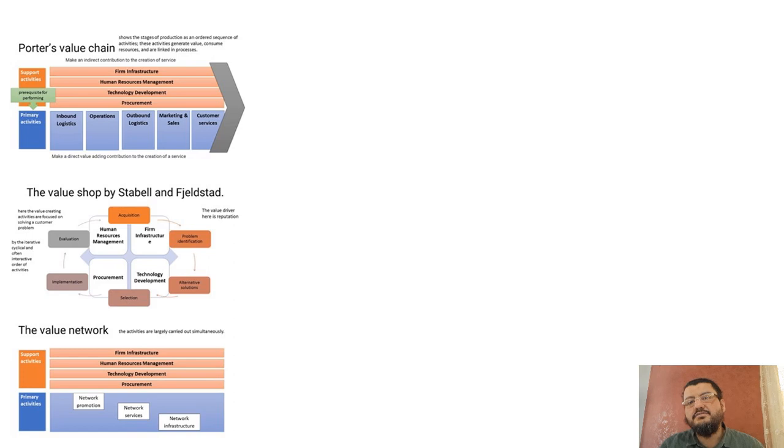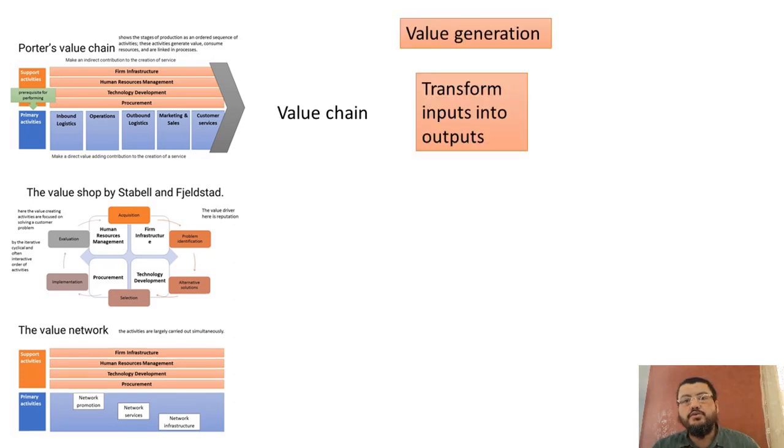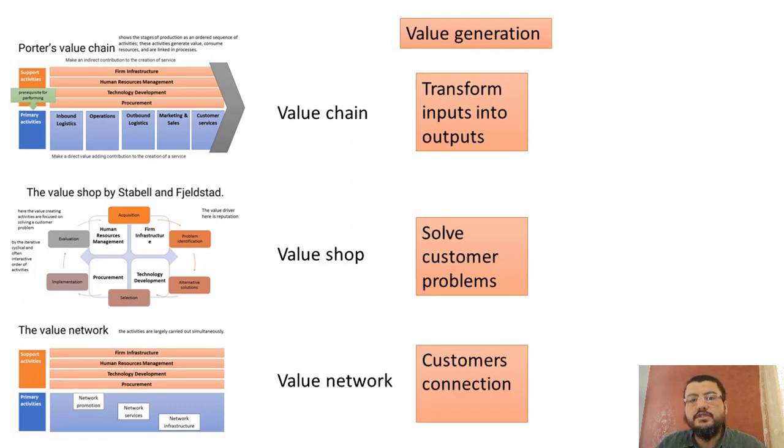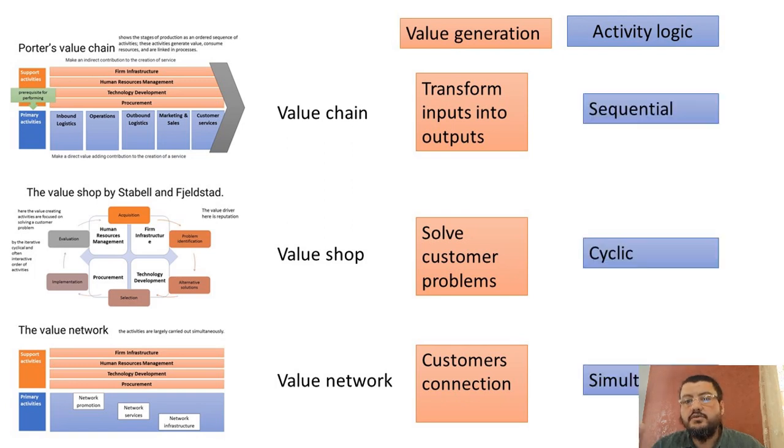Now we can briefly compare the three models. The value generation with importers value chain is transform inputs into outputs like goods and services. Within the value shop, it is the solving of customer problem, and within the value network is the connections of customers. So the activities logic within the model is sequential, cyclic, simultaneous.